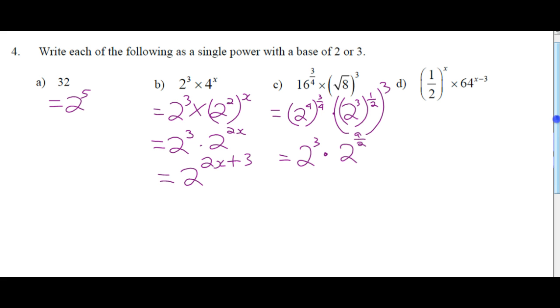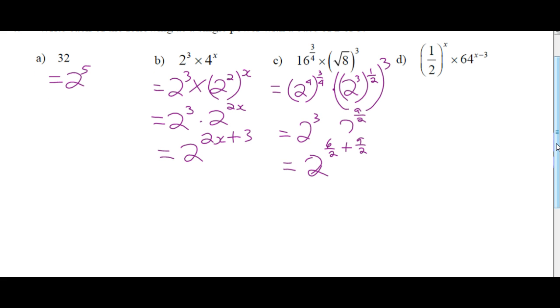What do we do with the cubed and the 9/2? Multiplying powers with the same base, what do we do with the exponents? Add. So it's 3 plus 9/2. Okay, I'm not going to write 3. I'm going to write 3 as 6/2. That's what it is, right? 3 is the same as 6/2. So now I got 6/2 plus 9/2, which is 15/2. So this is 2 to the 15/2.